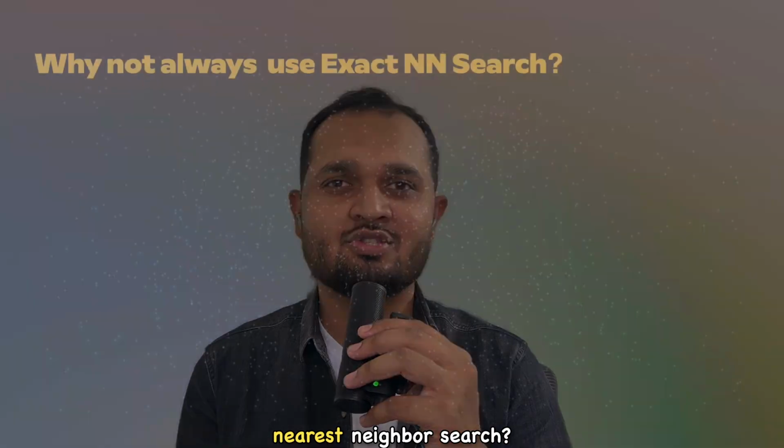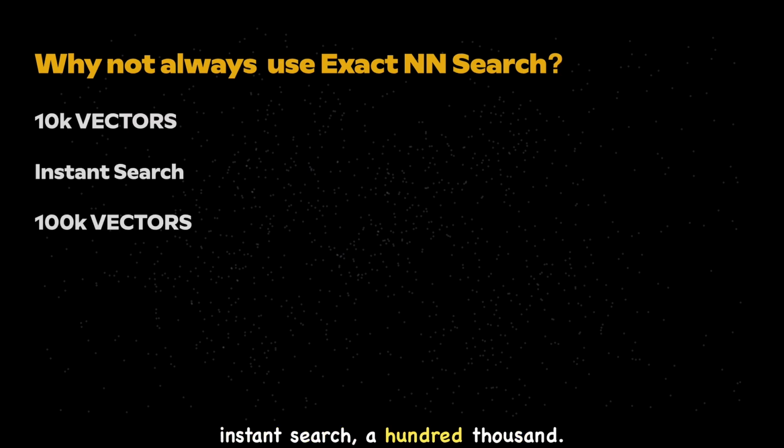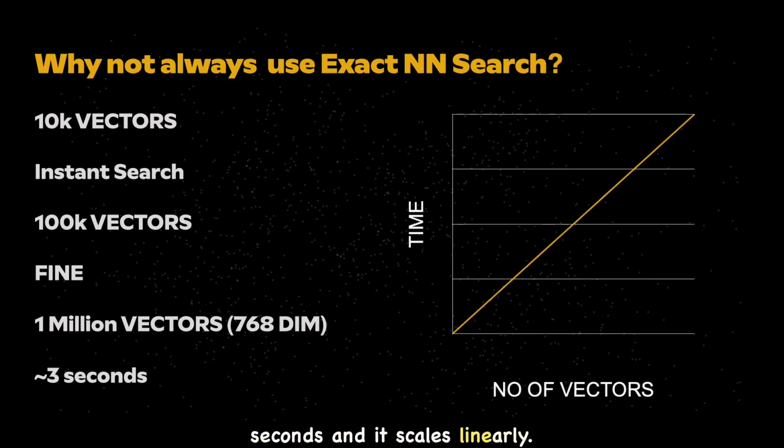Why not always use exact nearest neighbor search? Let's say you have 10,000 vectors. Instant search. 100,000, it's fine. A million at 768 dimensions, it can take around 3 seconds and it scales linearly. As the number of vectors grows, the time taken for search increases. This is the main problem.